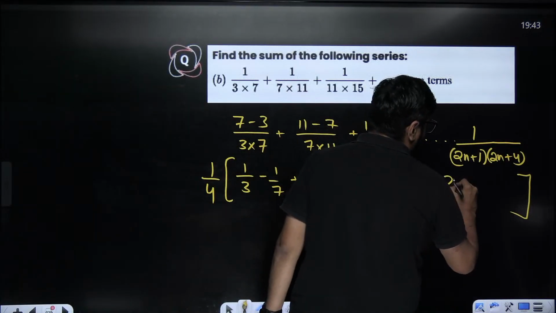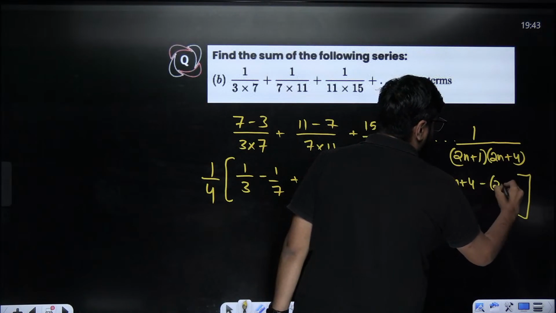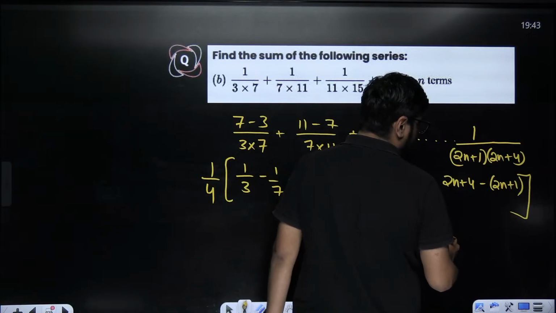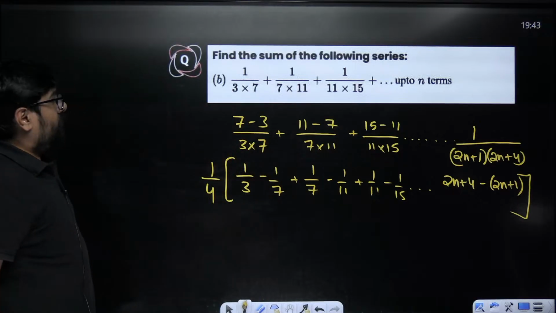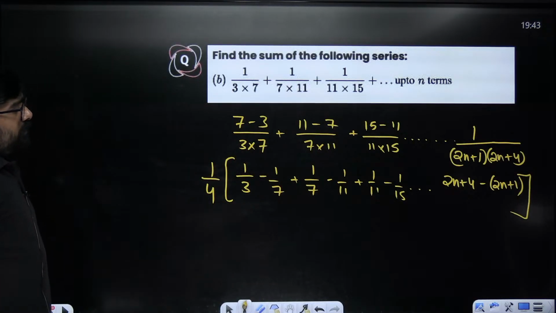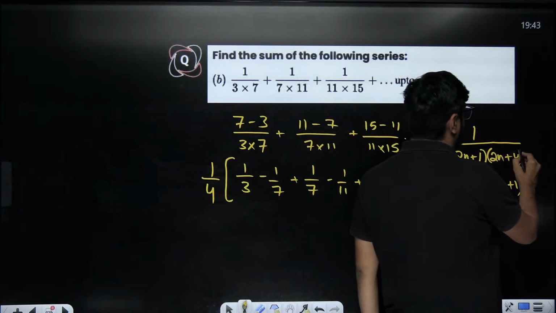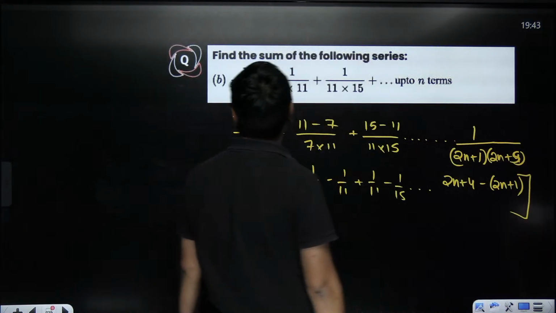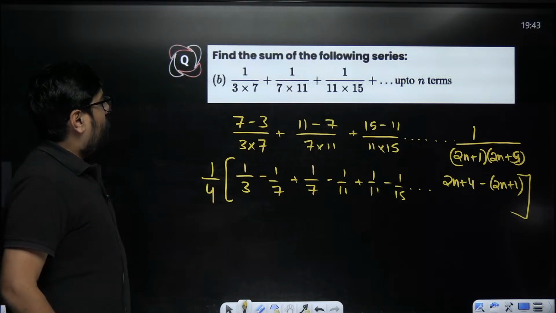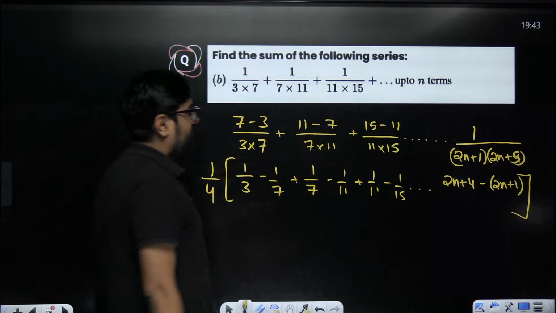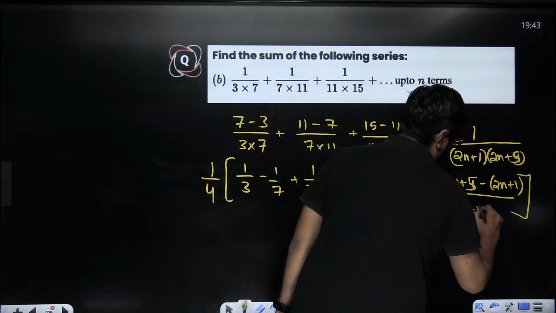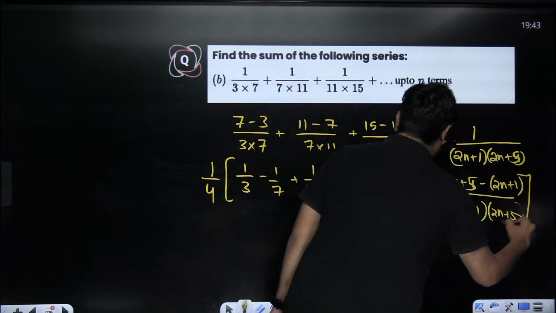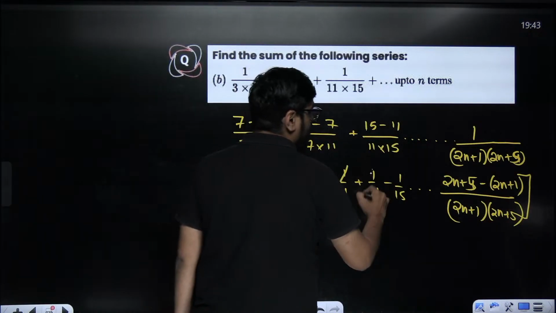Correct? So what will this become now? This will be 2n plus 4 minus 2n plus 1. 3. 2n plus 5 it will be, no? Higher. 2n plus 5 it will be. N is 1, so 2n plus 1 will be 3, and 2n plus 5, yes, 2n plus 5 will be your general term, divided by 2n plus 1 into 2n plus 5. So when you telescope it, all these terms are going to get cancelled.